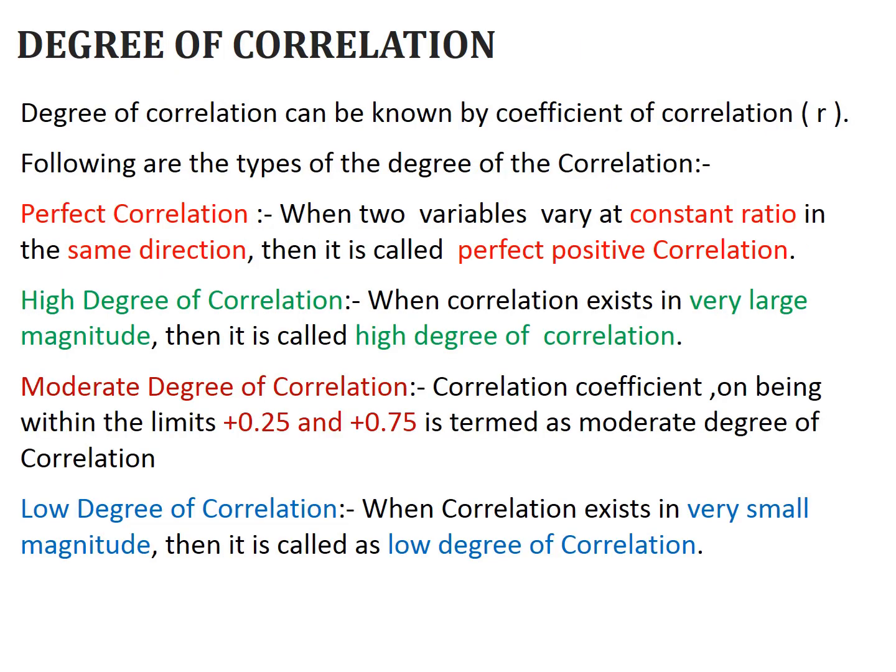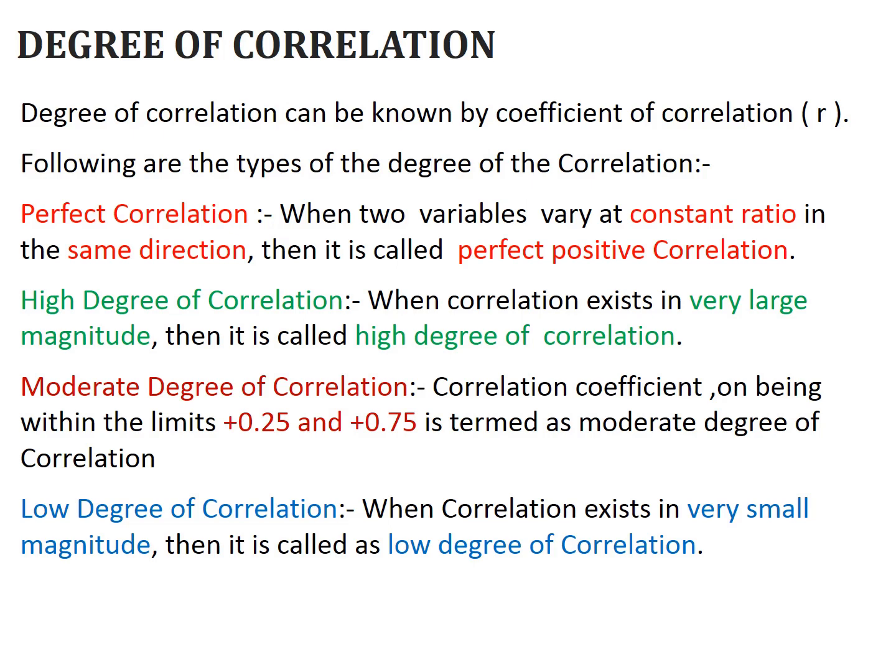Degree of correlation. Degree of correlation can be known by coefficient of correlation. Following are the types of degree of correlation. First one, perfect correlation. When two variables vary at a constant ratio in the same direction, then it is called perfect positive correlation. Then high degree of correlation. When correlation exists in very large magnitude, then it is called high degree of correlation.